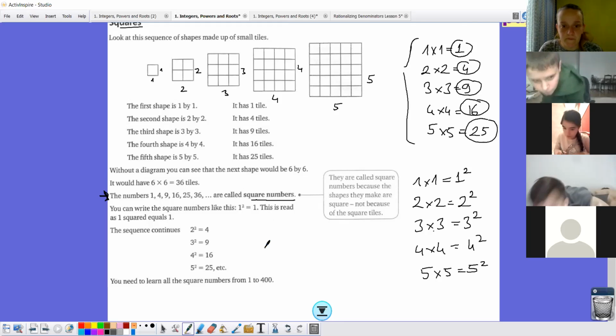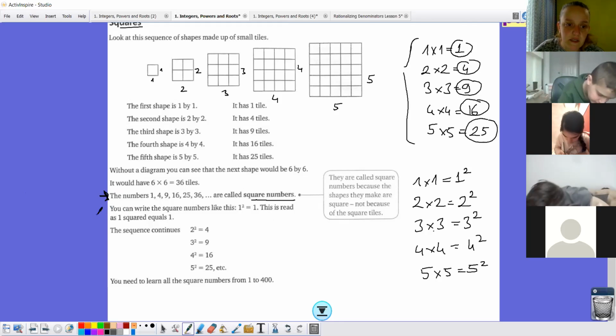Okay, the numbers 1, 4, 9, 16, 25, and then continue this one. You can write the square numbers like this when you finish. And then you have this example that I have written. You need to know these numbers like 1, 4, 9, 16, 25. I mean, you need to learn them by heart, maybe. 6 times 6, 7 times 7, 8 times 8, 9 times 9.